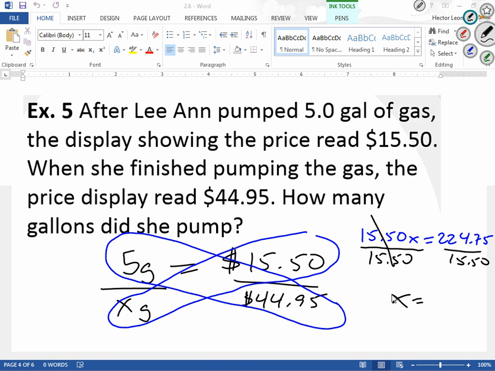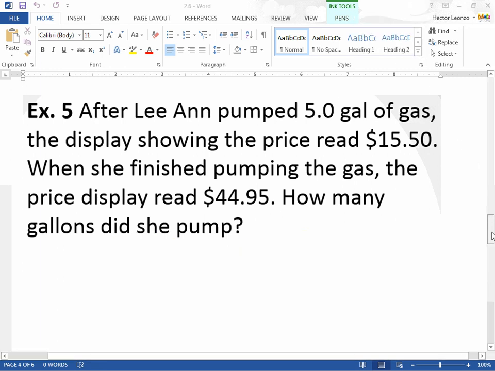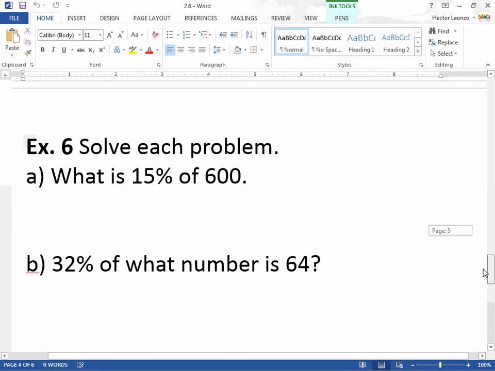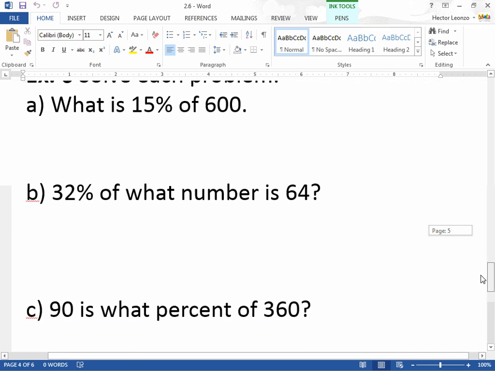So 224.75 divided by 15.50 gives me 14.5. So that means she pumped 14.5 gallons. That's why we do proportions. And then for percentages, we can do the same thing.